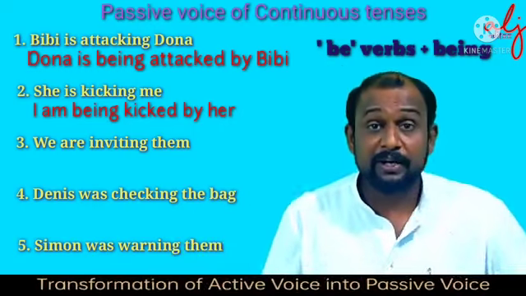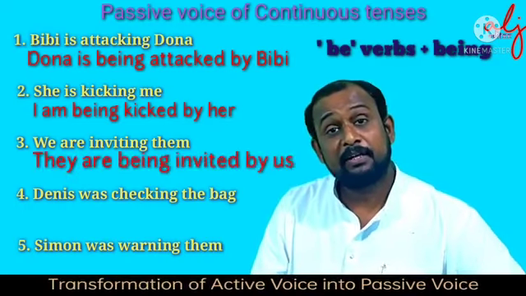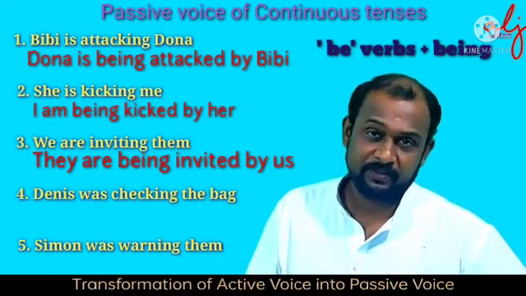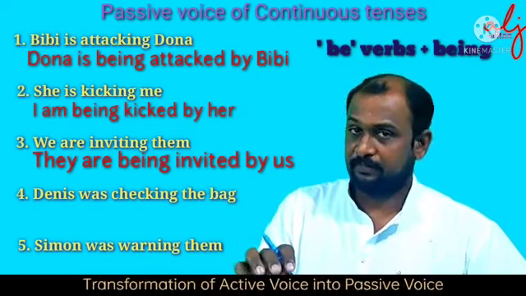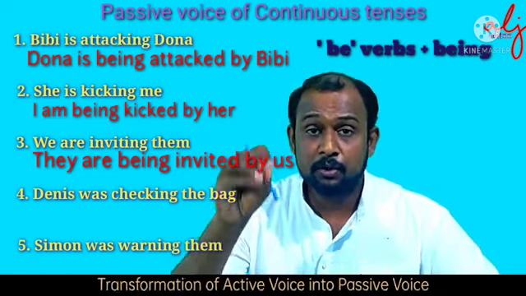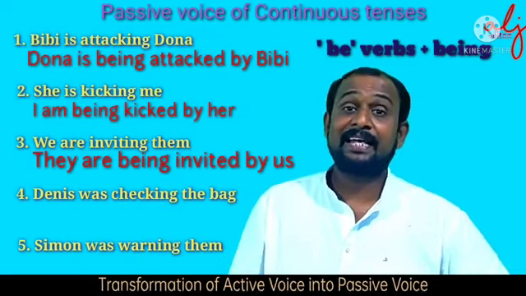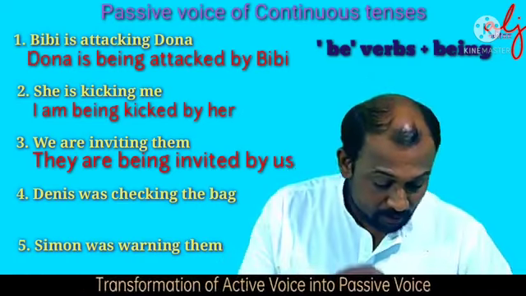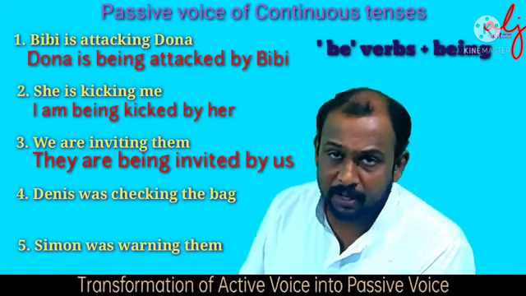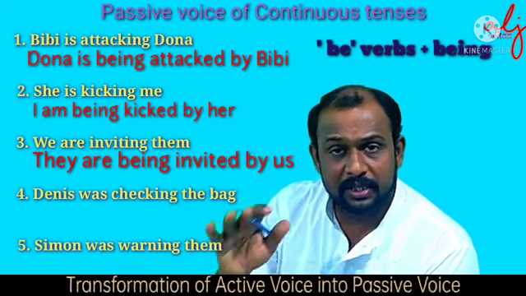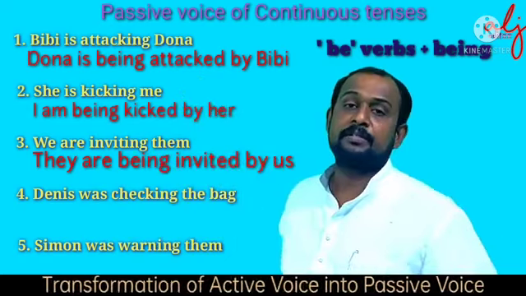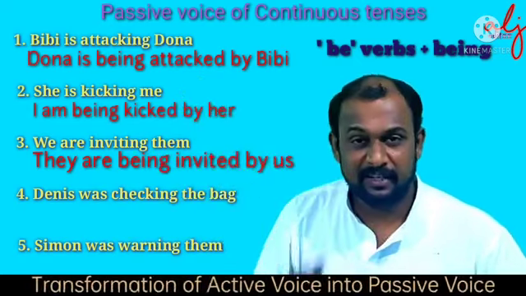See the third one. We are inviting them. They are being invited by us. See, being invited. And depending upon the subject, in the first case the subject is Donna, so I am using is. In the second case it is I, so I am using am. And here it is they, so I am using are. So depending upon the subject, you use is, am, are. In case of continuous tenses, use be verbs plus being.